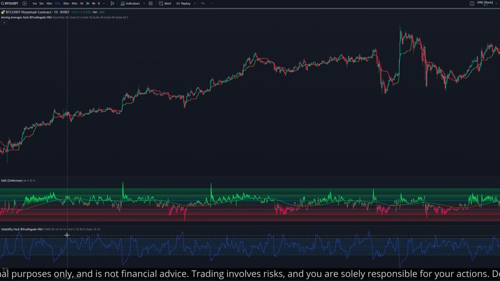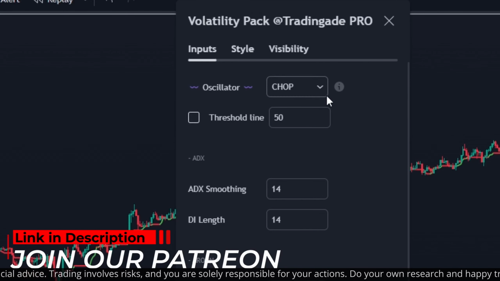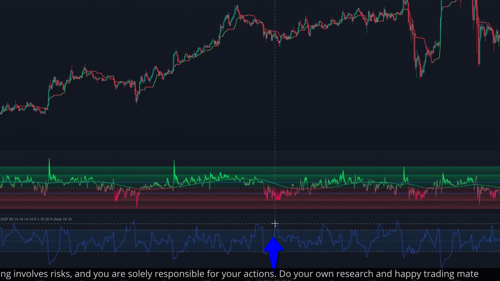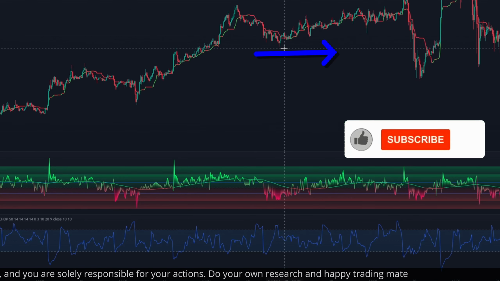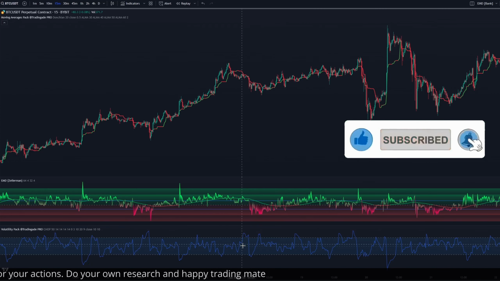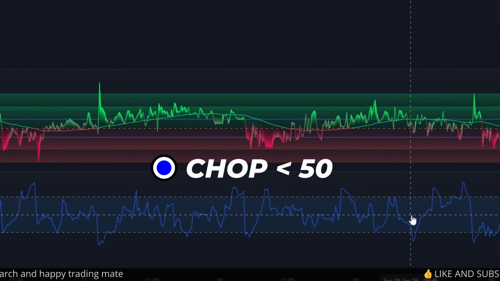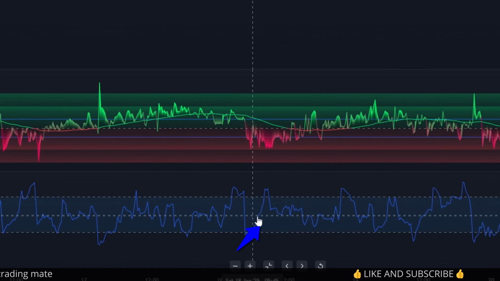The last confirmation is based on the choppiness index. We're gonna take it from the volatility pack by TradingView Pro. The higher the choppiness index, the more the market is ranging. Of course, we want to catch trend periods, so we're gonna allow long and short positions only if the chop index is below the 50 level, which is this middle line right here.